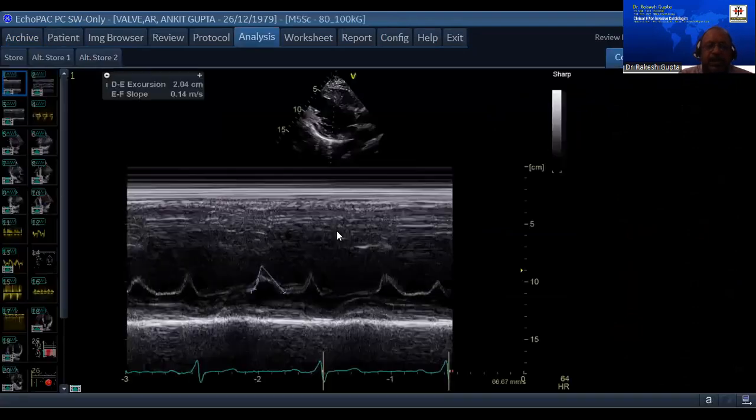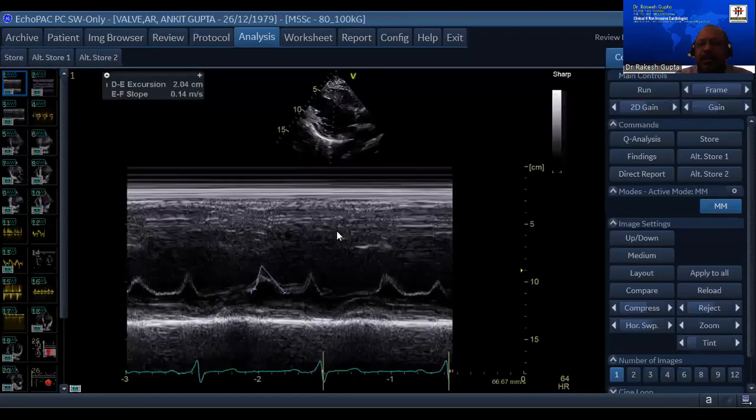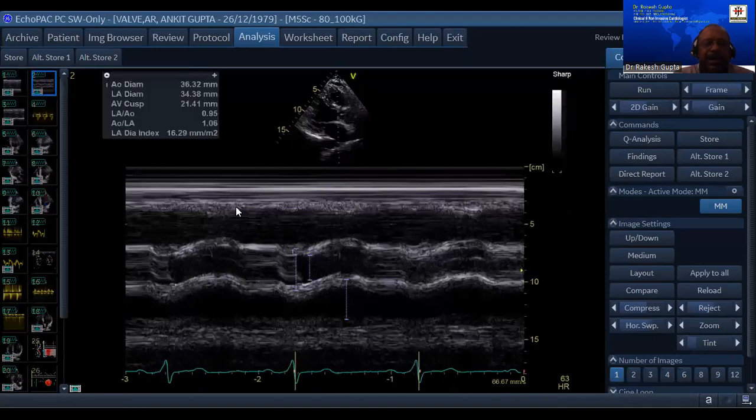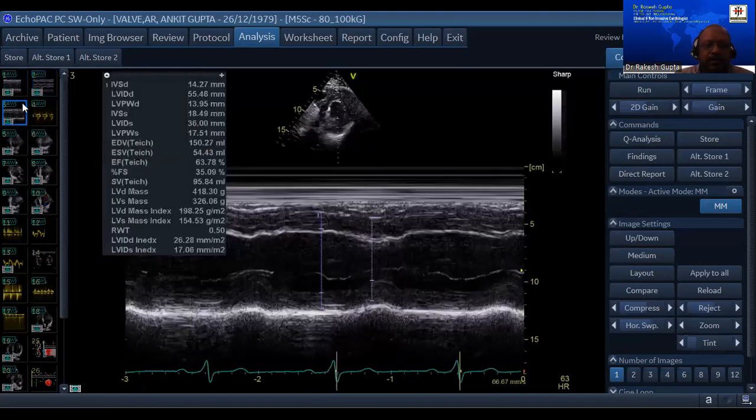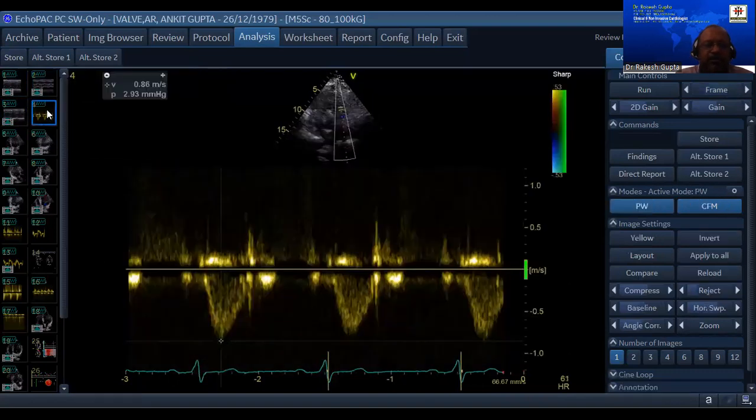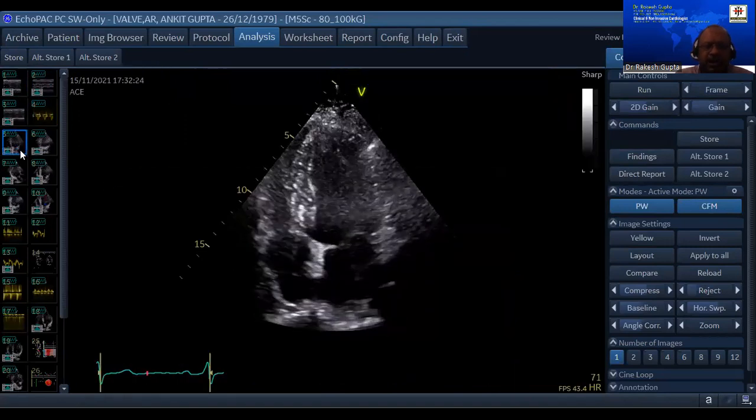This is a complete study which we do in our lab. Nothing is left when we are doing the work. We have measured LA. LA is 16.29, normal size. More than 20 is abnormal. Then we measured LV, 26.28 millimeter per meter body surface area. Again less than 32, normal in size. Pulmonic flow velocity: mild pulmonary regurgitation is present. We're not concerned about that.